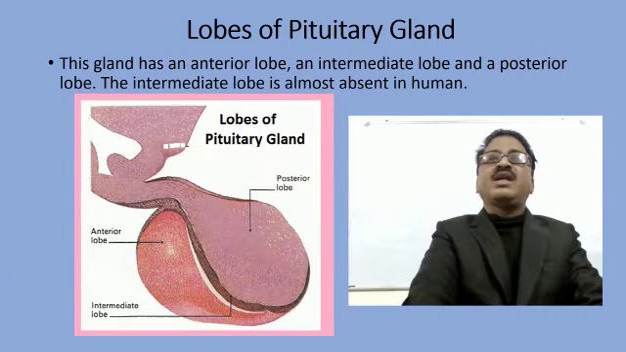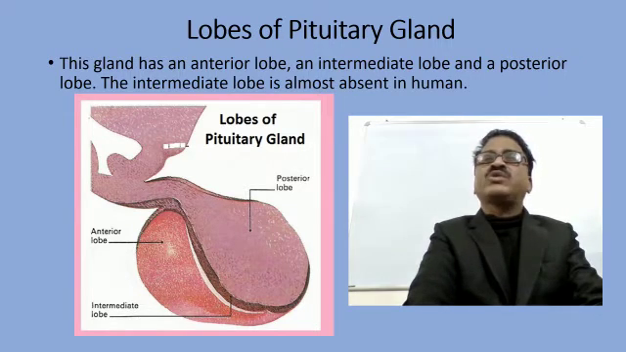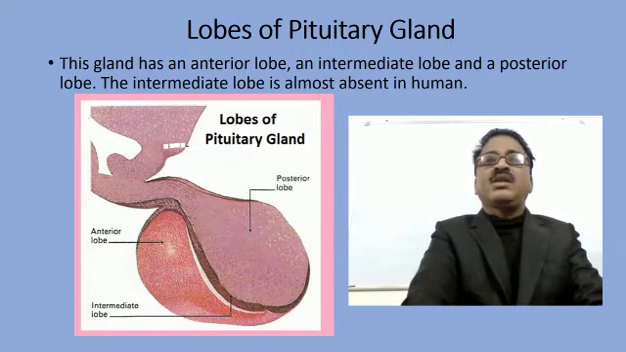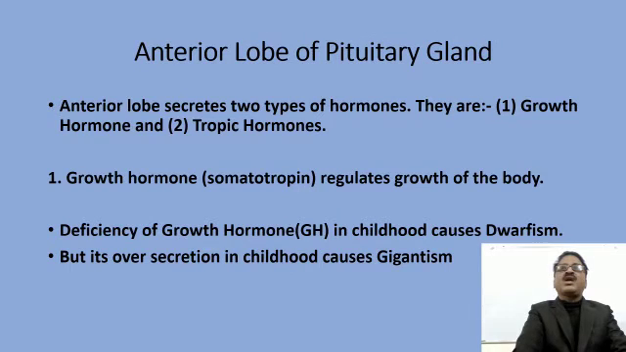The gland has an anterior lobe and an intermediate lobe as well as a posterior lobe. The intermediate lobe is almost absent in humans. It does not have much function. Now let us study about the anterior lobe of the pituitary gland.